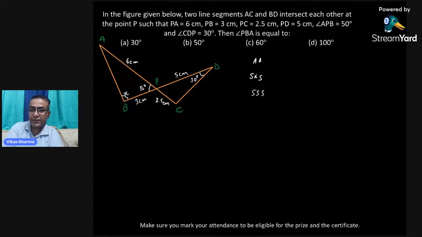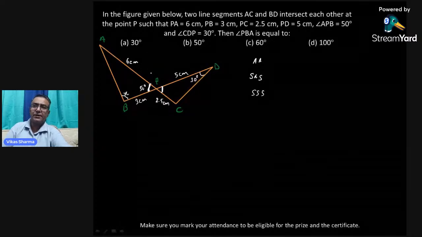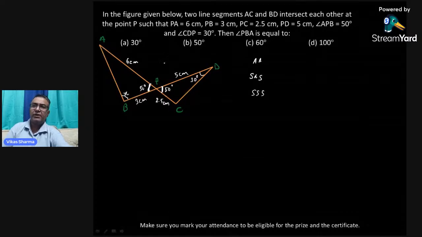He says option D, 100 degrees. Bishmesh is going with option D, which is 100 degrees. Let's see if that is correct or not. So one thing we are clear about is that if we look at this angle APD, which is 50 degrees here, and the angle opposite to that, so those are vertically opposite angles, so this is also going to be 50 degrees.